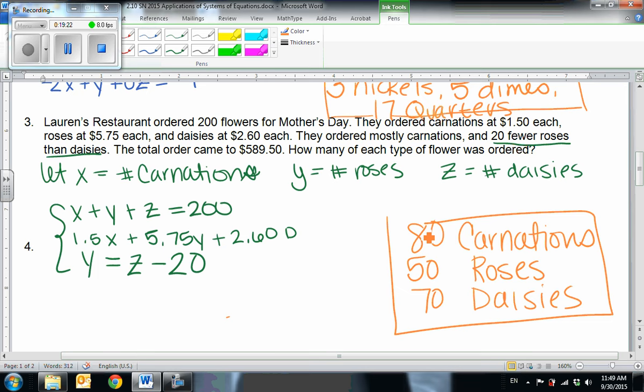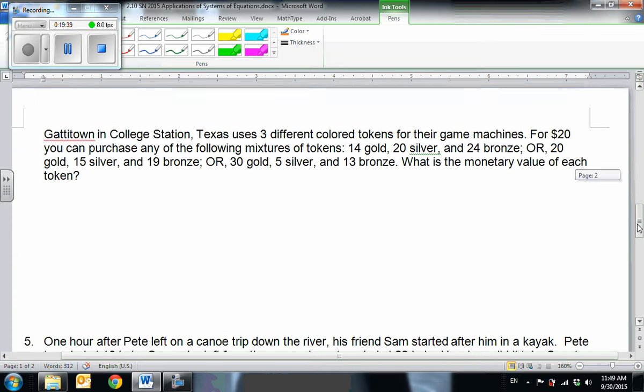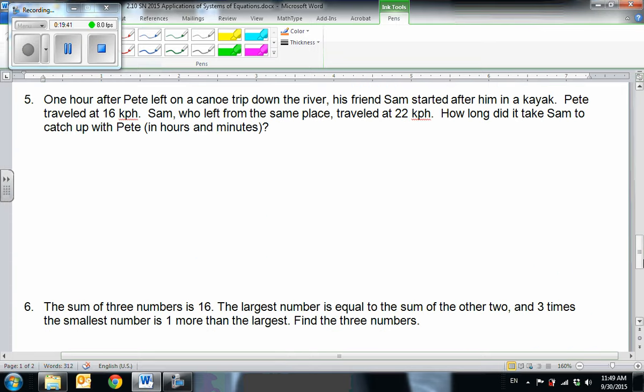Okay, we're going to work one more together, and then I'm going to let you get started on your homework. So we are going to go to number 5. Number 5 is one of those distance, rate, time problems. We worked one last week. I told you not to worry about it for your quiz, but you do need to worry about it for your test. The setup is going to be very similar each time.